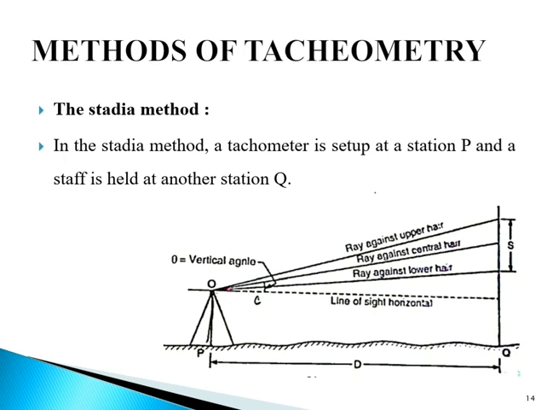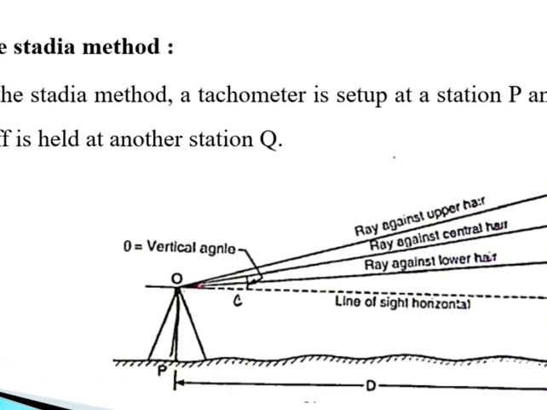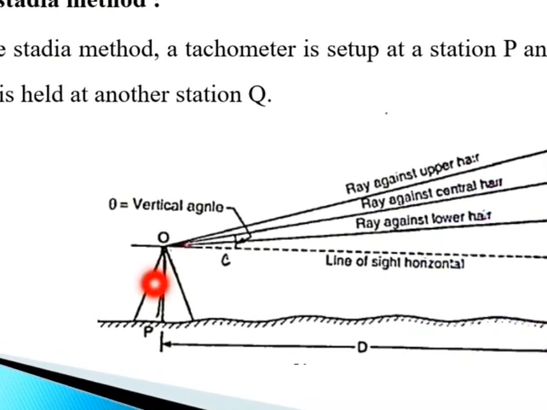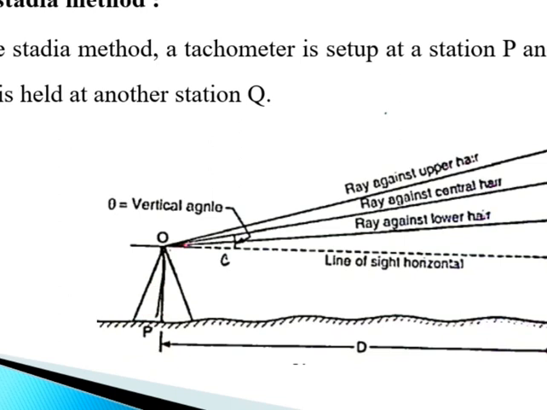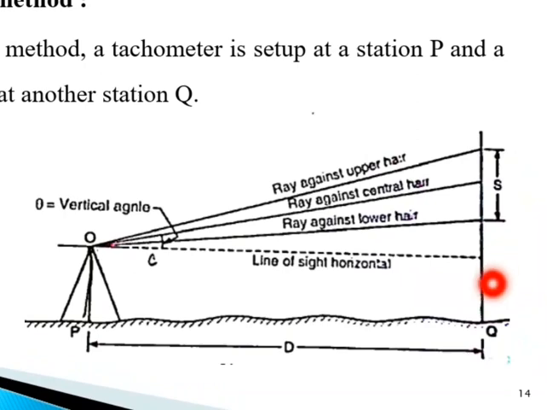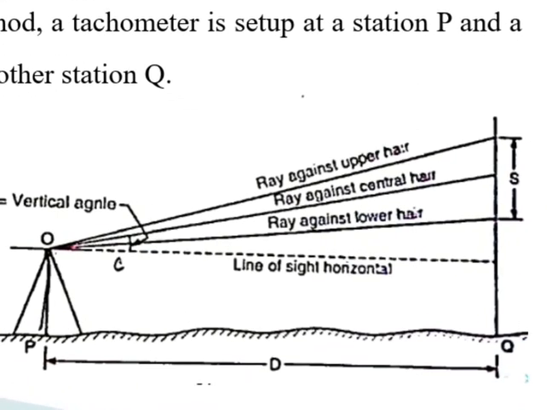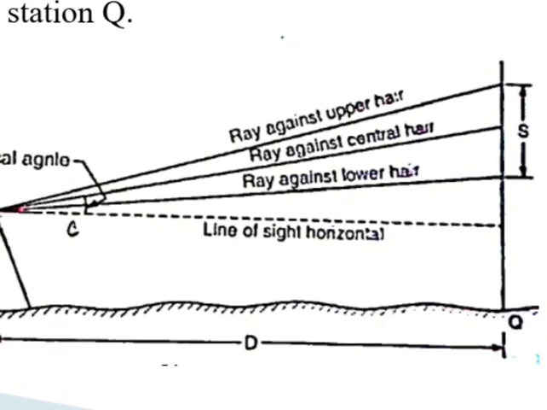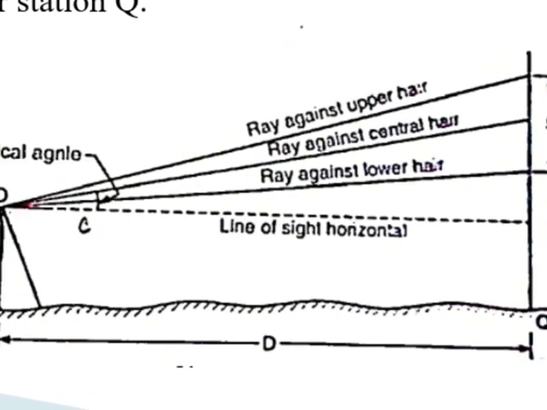Let's start with the stadia method first. In the stadia method, a tachometer is set up at station P, as you can see in the image, and a staff is held at another station, say Q. From the figure we will understand everything. The staff intercept S, this one, between the upper stadia hair and the lower stadia hair is measured first.